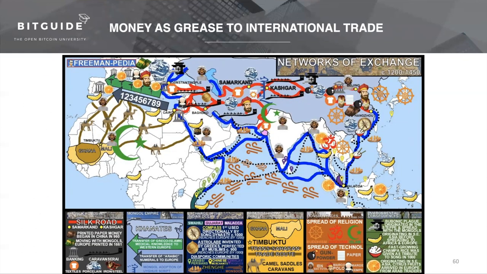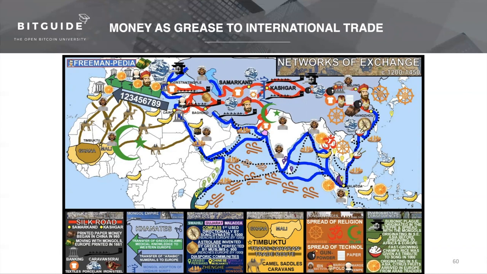So you can think about the supply chains and the trade routes that existed in that era. You can see we are starting to see truly global trade in the 13th to the 15th century. And this level of connection between nations and societies required really, really good money to work.